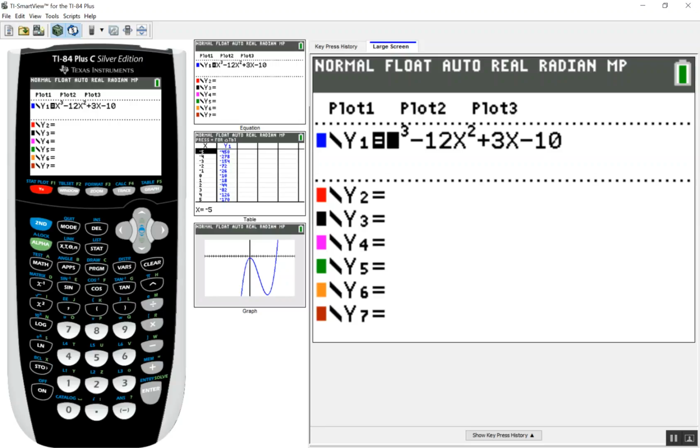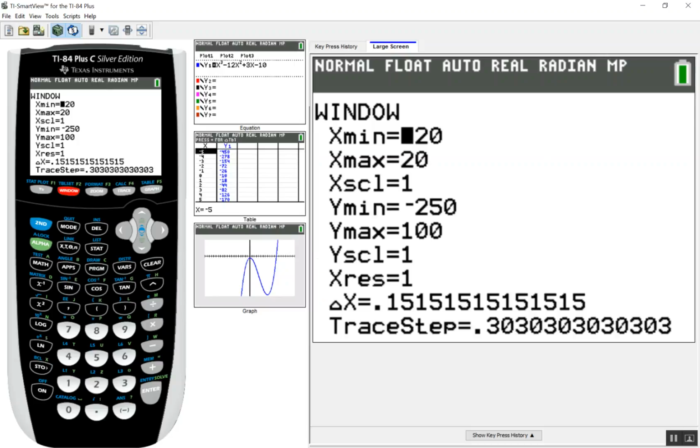So the first thing we're going to do is graph this, and I played around with the window before starting the video, so I didn't bore you with that. And these are the window settings that I have for this graph, in case you want to replicate these results with your calculator after or during this video.